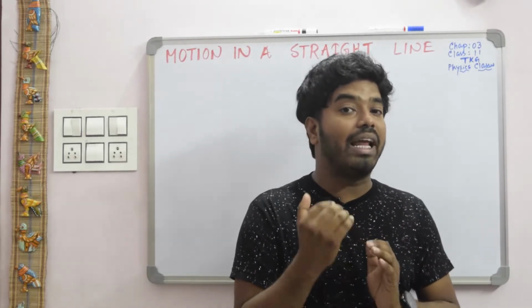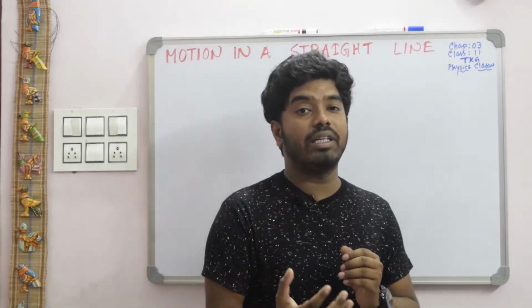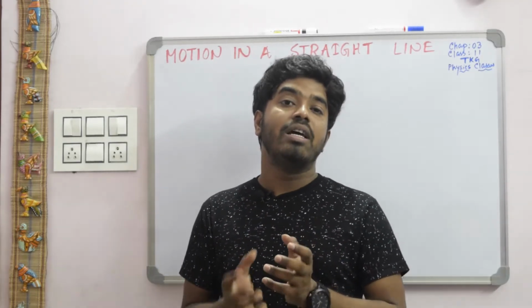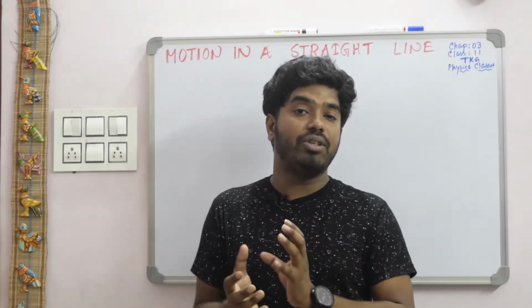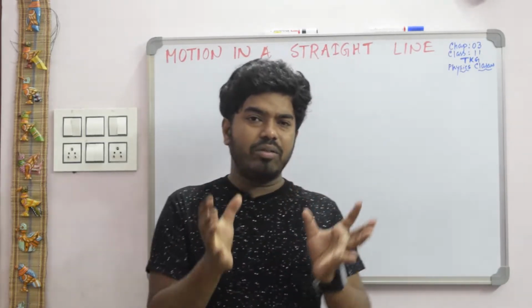Then we studied error and its types, that is absolute error, relative error, percentage error, and then there is the combination of errors. There is error in product form, error in division, etc. So this is all about this chapter.